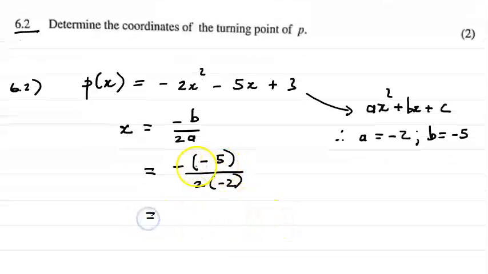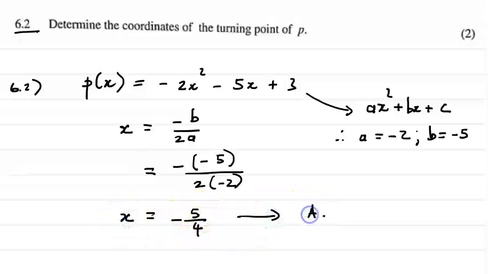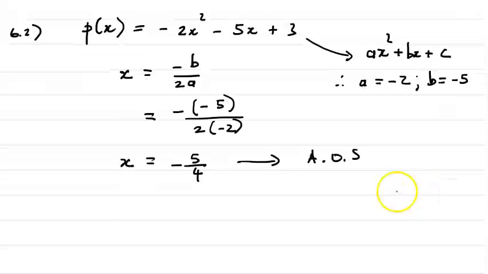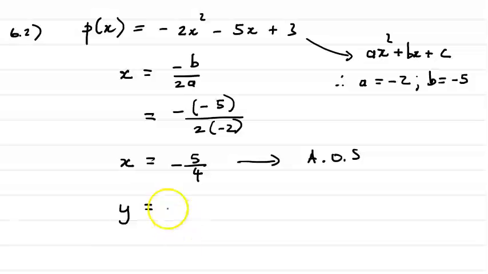minus 5 all over 2 times minus 2. And this would give us minus times minus 5 is 5 and 2 times minus 2 is minus 4. So we're left with negative 5 over 4. So therefore x is equal to minus 5 over 4. And this is also called our axis of symmetry. Now, in order to find the y value, we have to substitute the x value into our original equation, which is p of x. So basically, y equals p of minus 5 over 4.